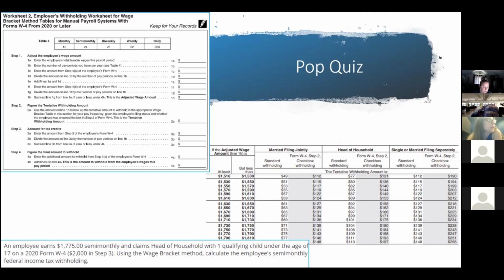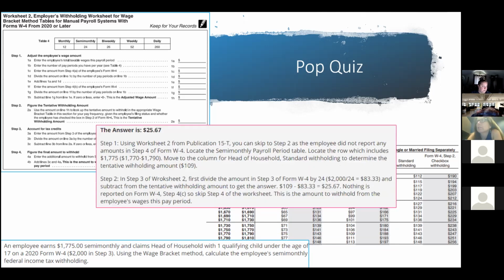Okay. So we're going to figure out, if you look at that line on the wage bracket method, it's going to be the line between $1,770 and $1,790. Move to the head of household column under the standard withholding to determine his tentative amount of $109.